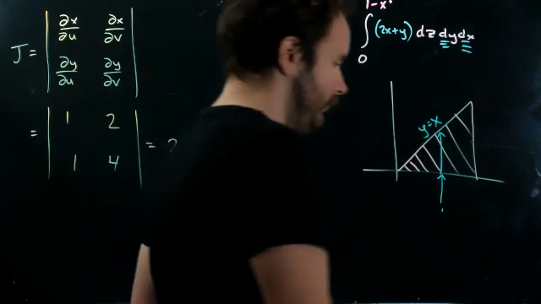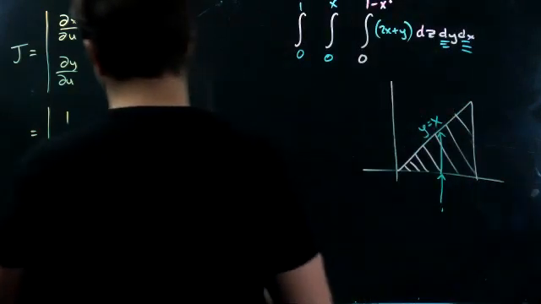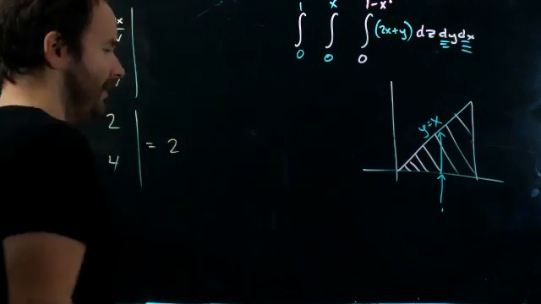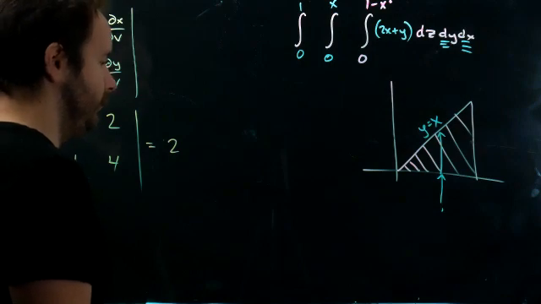2. Good job. 1 times 4 is 4, minus 2 times 1, that's just 2. That's your Jacobian. That's your answer. Okay, wait, hold on. I need to write down that thing on top. Not really. Well, let's put it this way. How many variables are there?